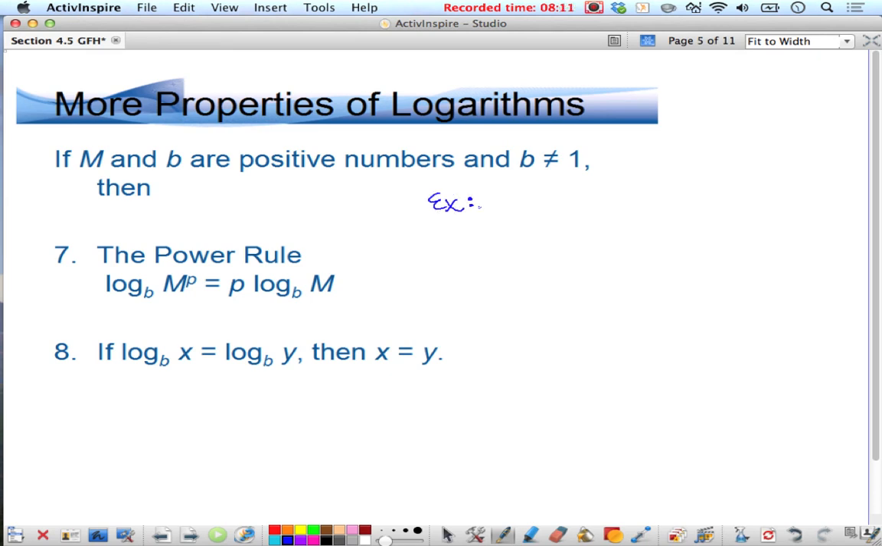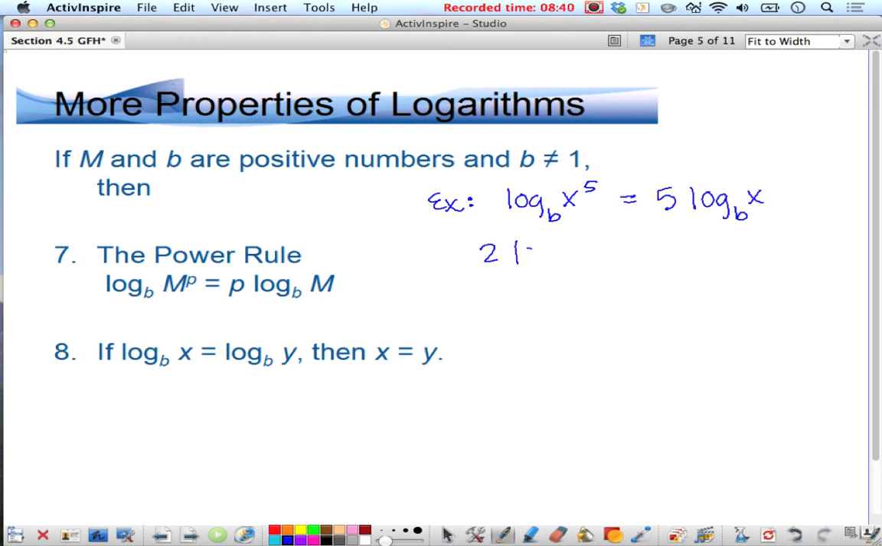So for example, for the power rule, let's say that we have the log base b of x to the 5th power. That's the same thing as 5 times the log base b of x. A power after the log can just be brought to the front and made into the coefficient before the log. Everything else will be left the same. And you can go the other way.